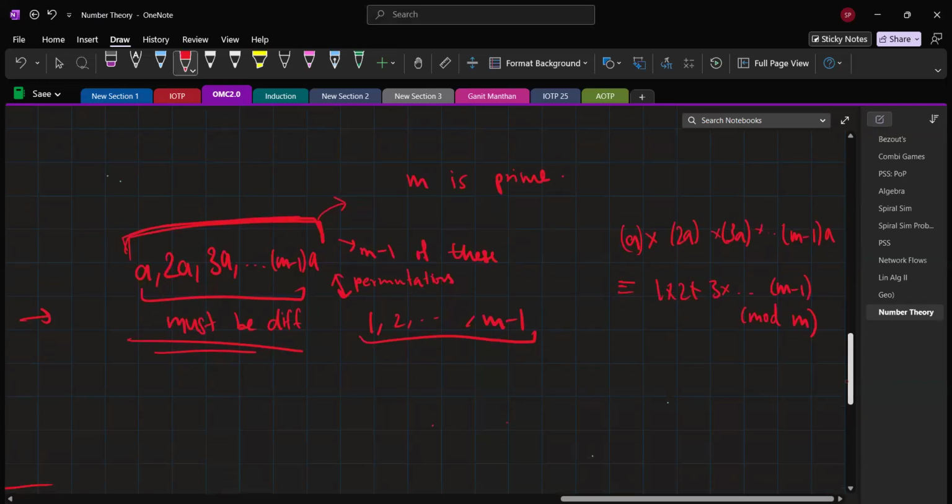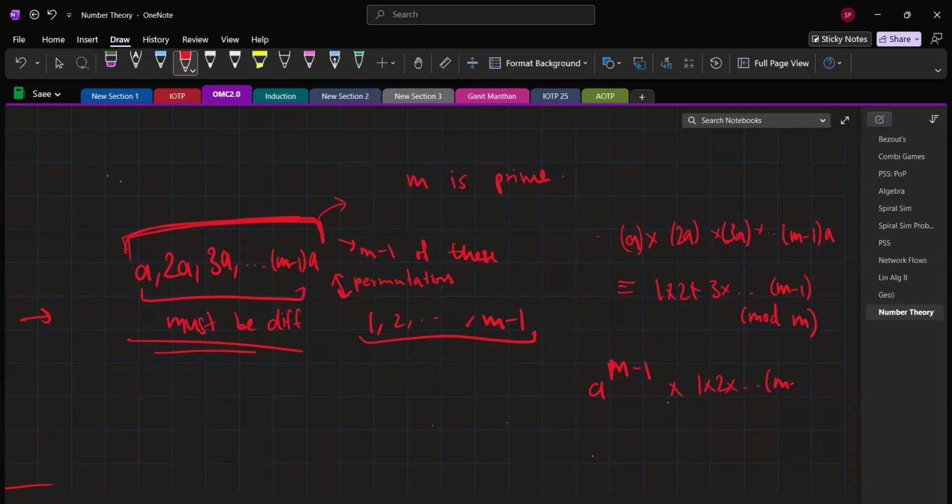A to the power m minus 1 is congruent to 1 mod m. So the way we do that is we can rewrite the left hand side as a to the power m minus 1 times 1 times 2 times 3 all the way up till m minus 1. And we also have 1 times 2 times all the way up till m minus 1 on the right hand side.